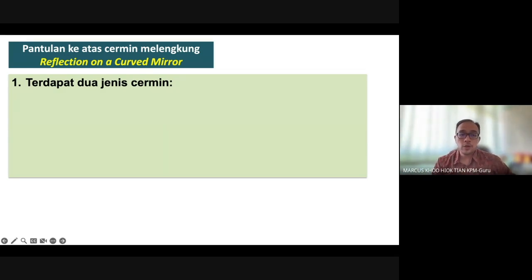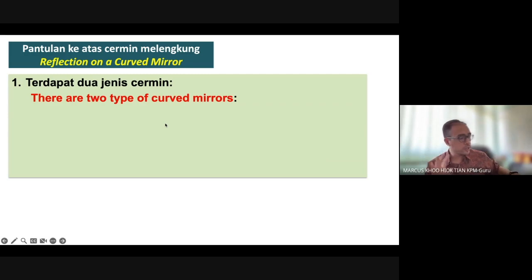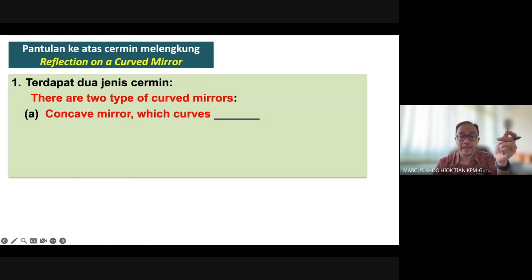So two kinds of mirror, the two kinds of curved mirrors. We're not interested in the mirror that you use in the toilet, that one we're not interested. We're interested in the mirror that is curved, either curved inward or curved outward. The first kind of mirror is called a concave mirror.